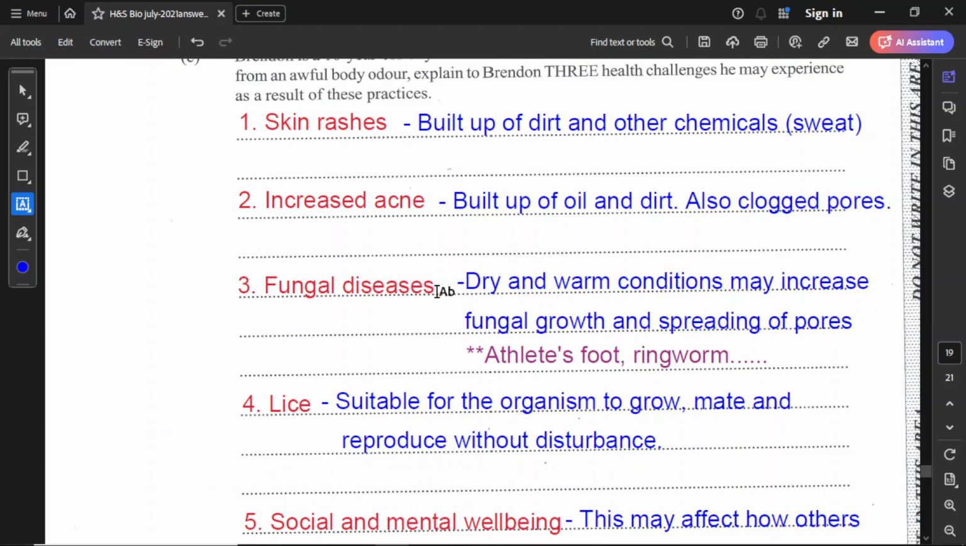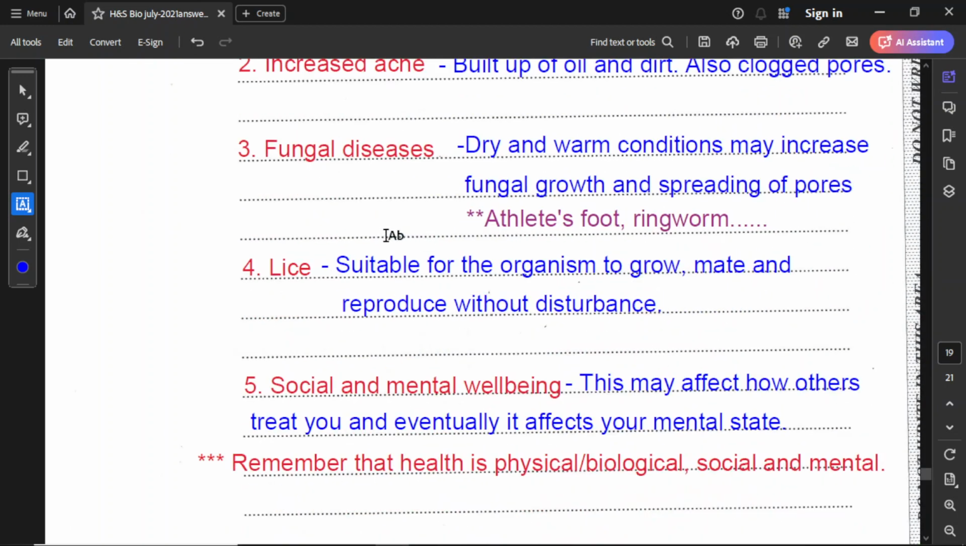And you can have fungal diseases. Dry and warm conditions may increase fungal growth and the spreading of, it's supposed to be not pores, but spores. The spreading of the spores from the fungi, especially those fungi with spores. And so for sure, some organisms, because of the dirt and the moisture trapped under the dirt, could lead to increased fungal growth. An example of that could be athlete's foot, ringworm, and so on.